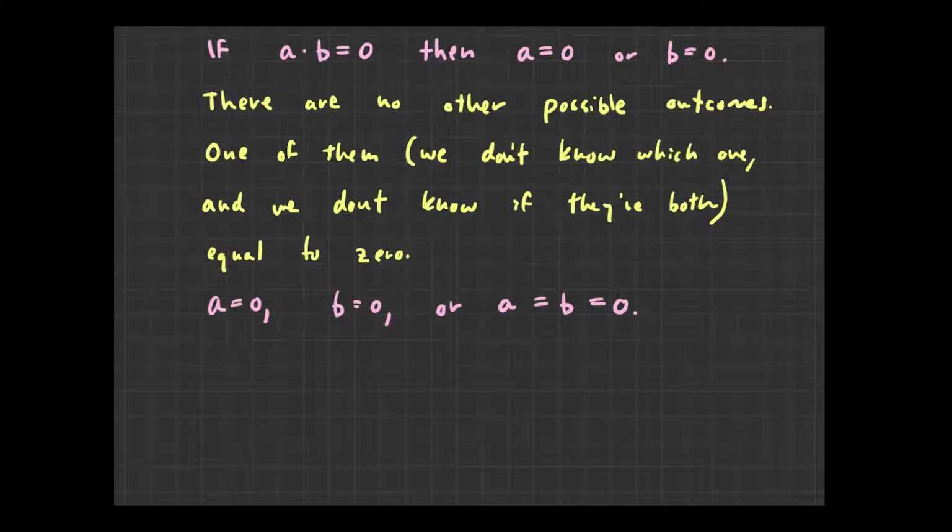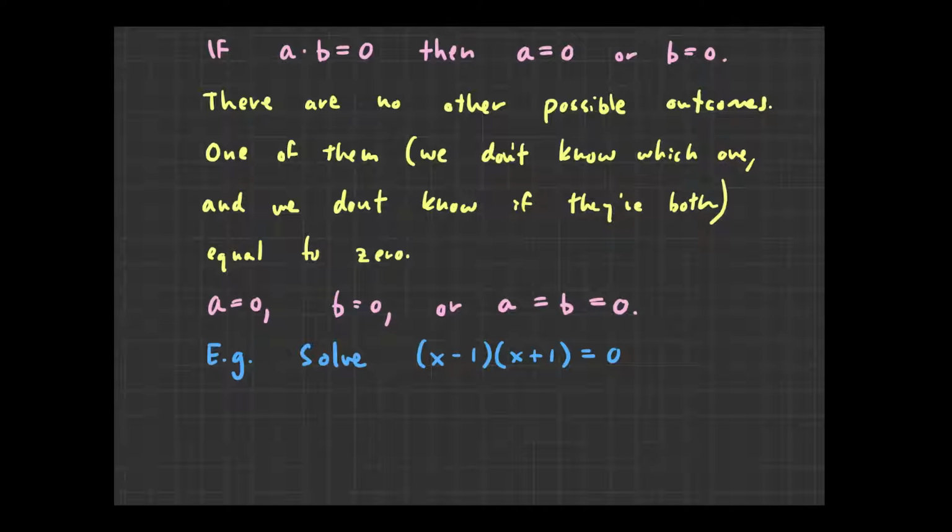So let's say we're given a question that looks something like this. Let's see if we can solve this equation right here. Let's say we've got x minus 1 times x plus 1 is equal to 0. Okay? Let's say that that's an equation that we have. What do you think?